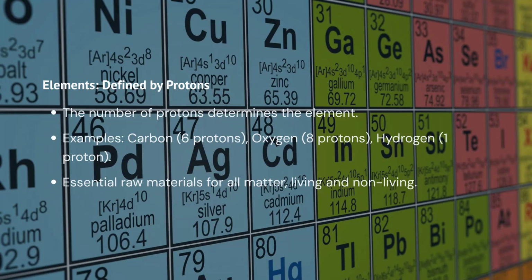The number of protons in an atom's nucleus is what defines it as a specific element. For instance, an atom with 6 protons is always carbon, while an atom with 8 protons is always oxygen. These fundamental elements are the raw materials for everything around us, including all living organisms.